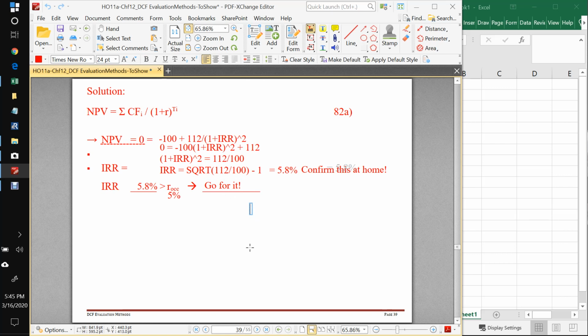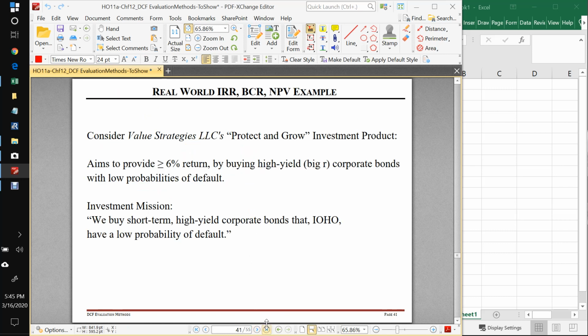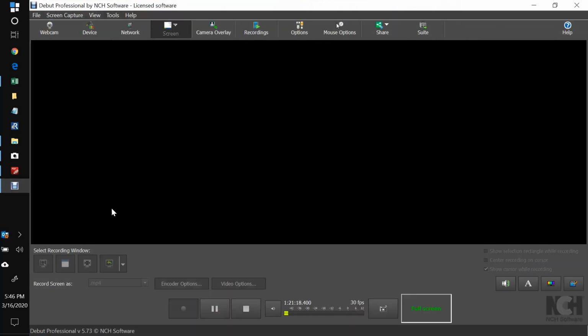All right. Hopefully that has made some sense. So I'm going to pause here, and then we're going to pick up in a second with a real world example. And we'll solve this analysis, should we buy the bond, using IRR, BCR, and NPV. But let's take a little break right here.